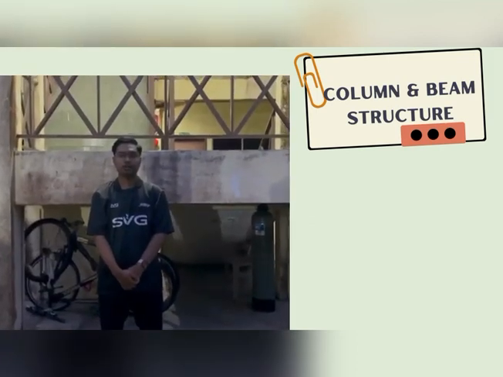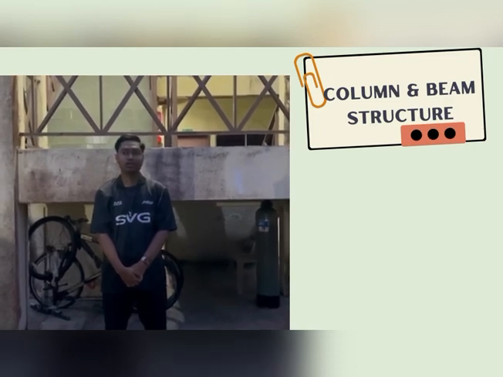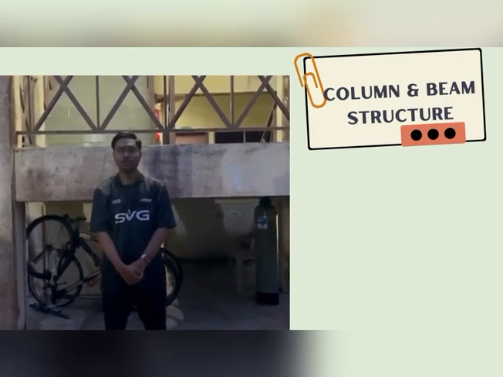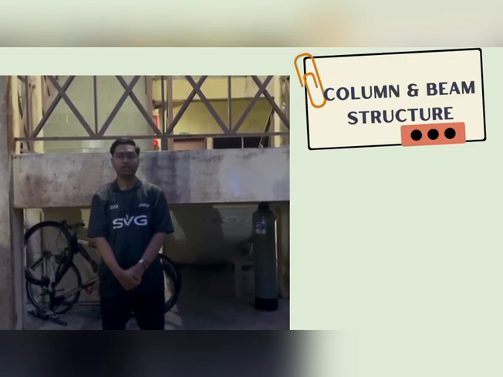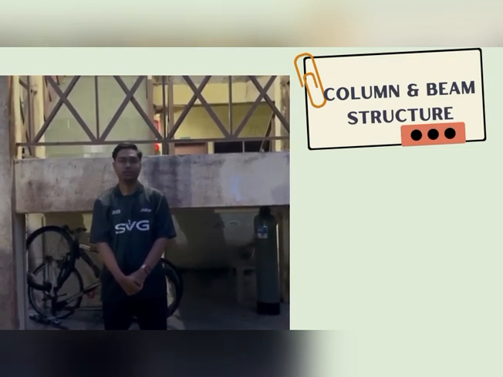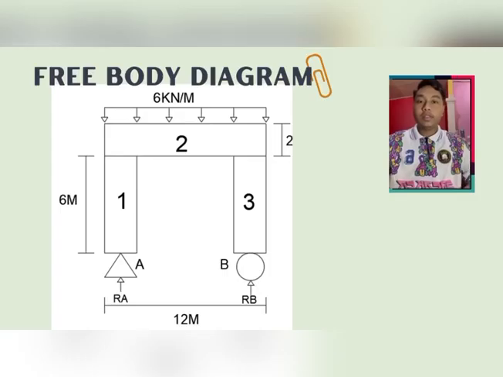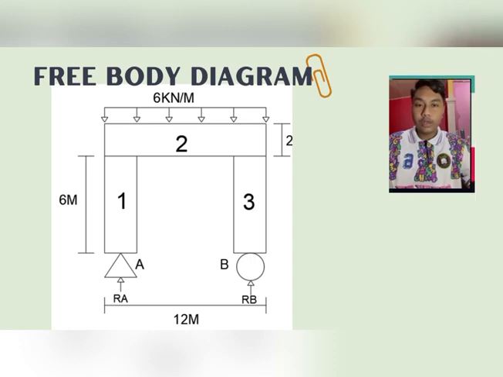Both structures, column and beam, are used in construction to support load and distribute load from the building. For the free body diagram of this structure, it has 6 kN load. The support reaction of this structure is pin and roller, and the length of this structure is 12 meter and the height of this structure is 2 meter.